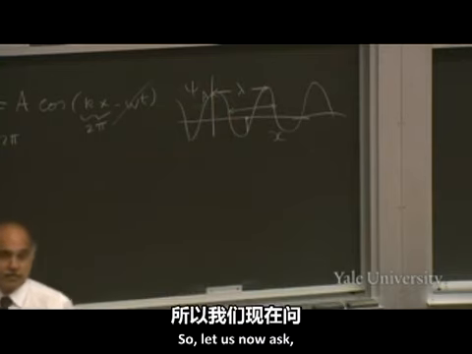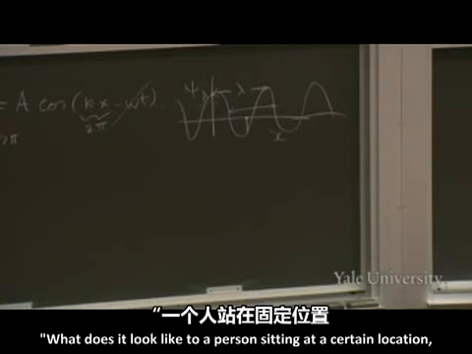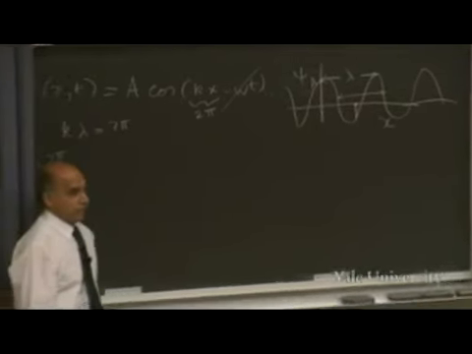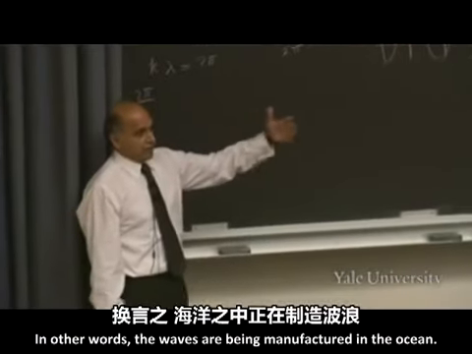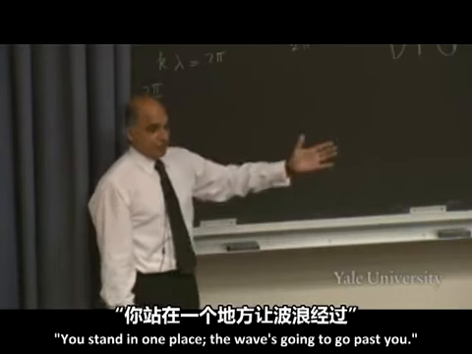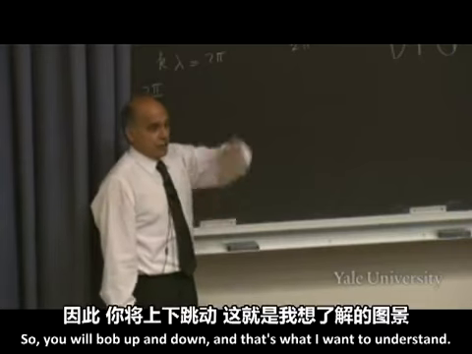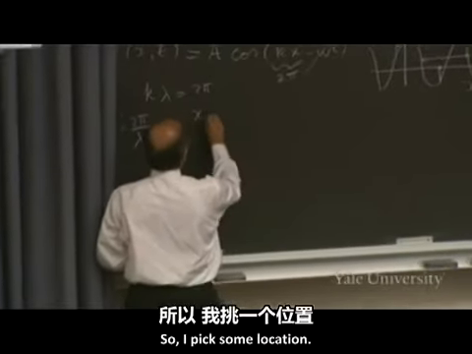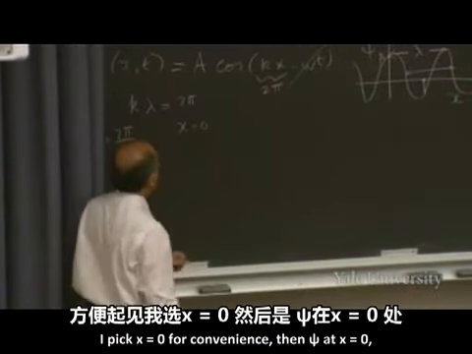So let us now ask, what does it look like to a person sitting at a certain location as a function of time? In other words, the waves are being manufactured in the ocean. Let's say they're being sent towards the shore. You stand in one place. The wave's going to go past you. So you will bob up and down, and that's what I want to understand. So I pick some location. I pick x equal to 0 for convenience.